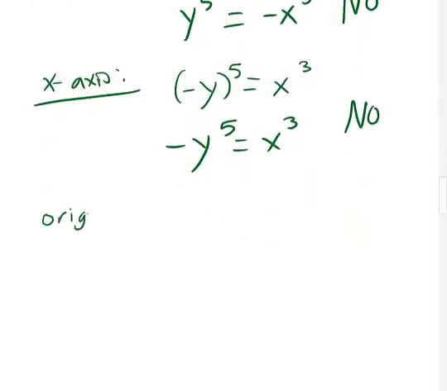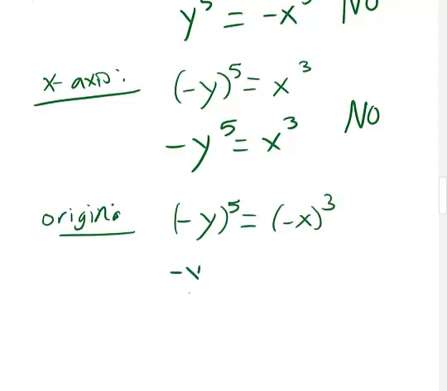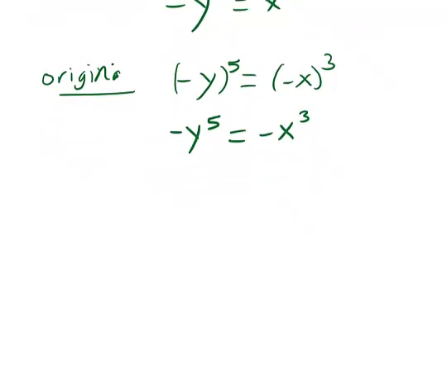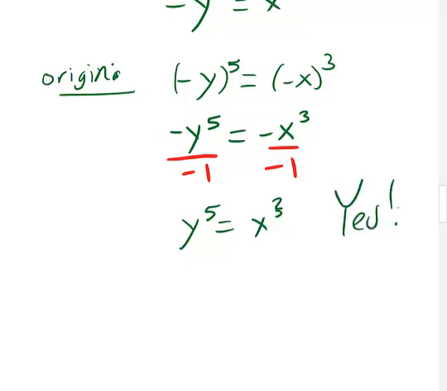But maybe origin symmetry will work. Origin, okay. That's where I replace y with -y and x with -x. Well, like we saw before, the negative here is not going anywhere, the negative here is not going anywhere. But I can manipulate this by adding what I want to both sides, multiplying what I want to both sides. I'm going to multiply or divide both sides by -1 and see what happens. Because it's the same equation, it just looks a little different when I do that. So it looks like that is the original equation. So this is a yes.